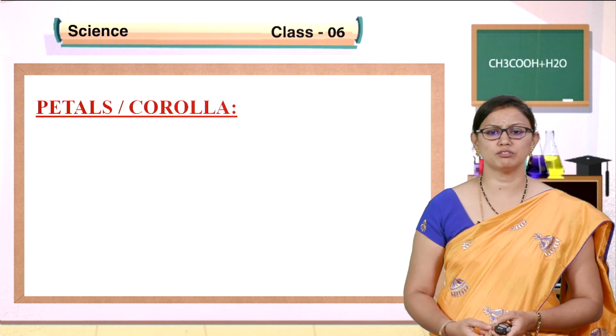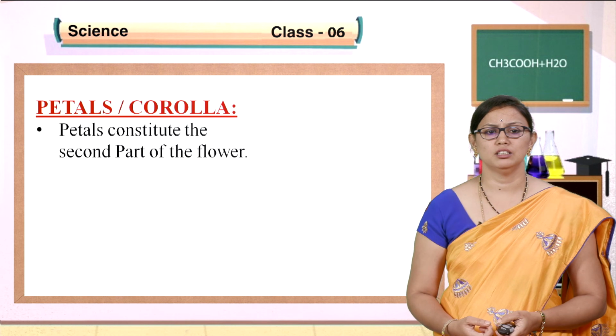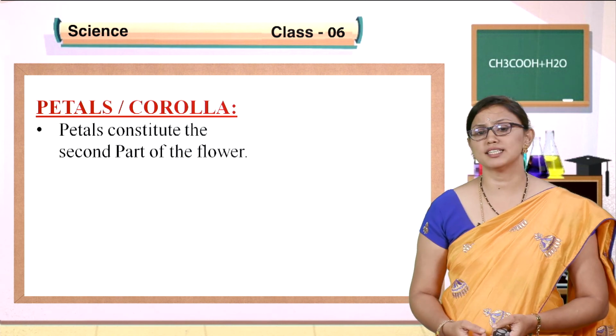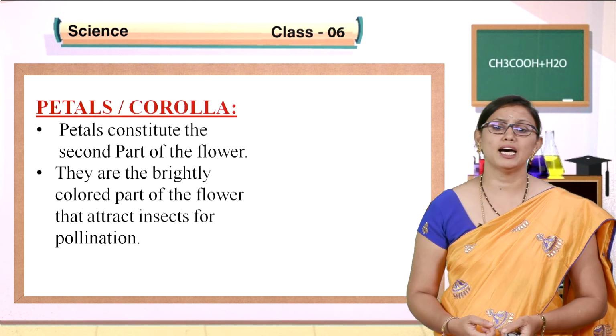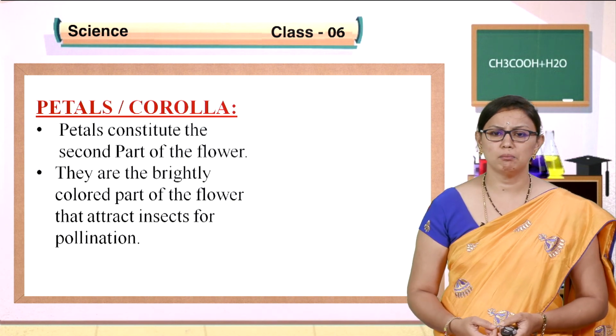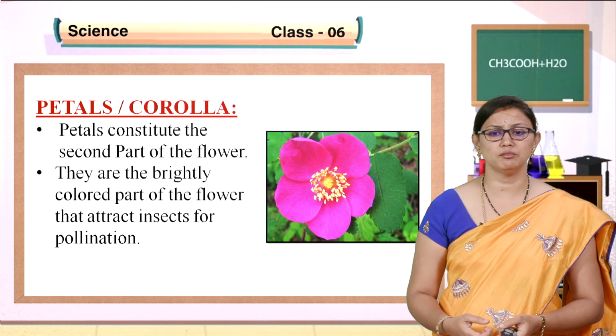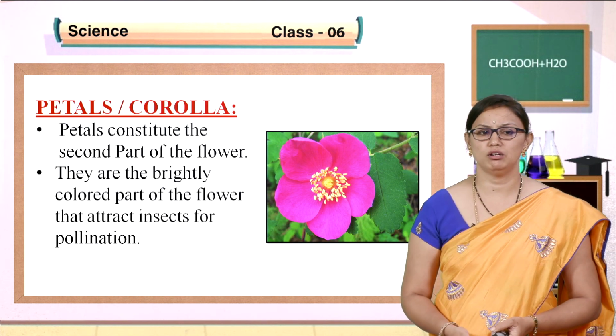The next part of the flower is the petals, or it is also called corolla. So, the petals constitute the second part of the flower. They are the brightly colored part of the flower that attracts the insects for pollination. Different colors will be there, to attract the insects for pollination.